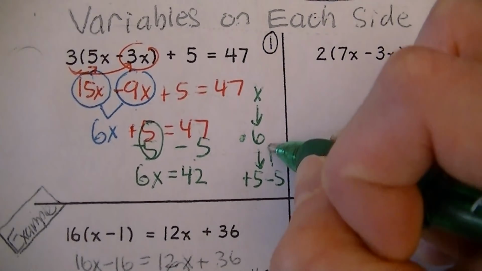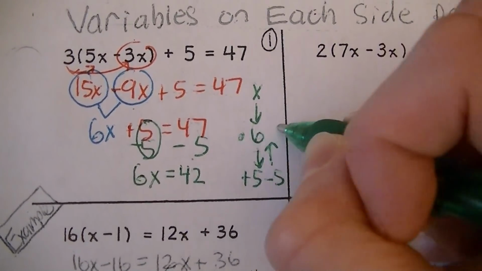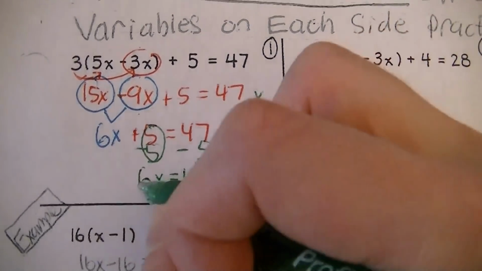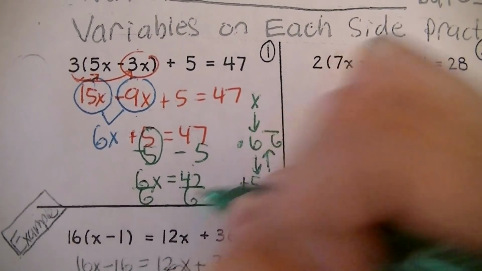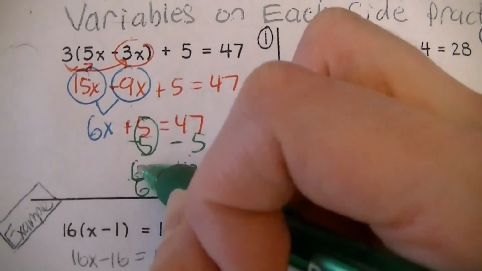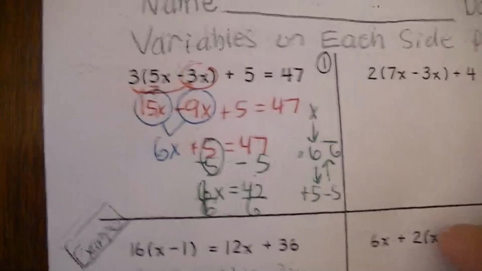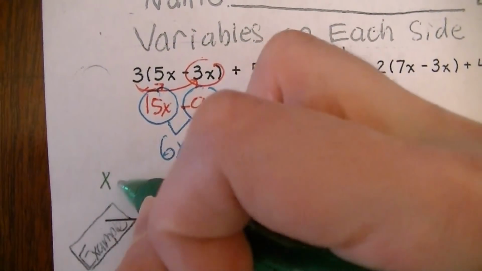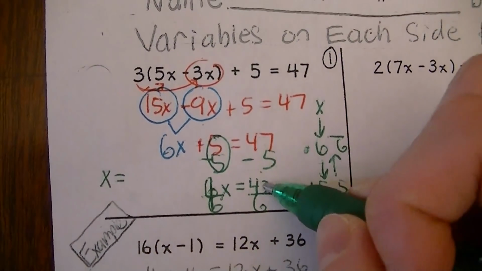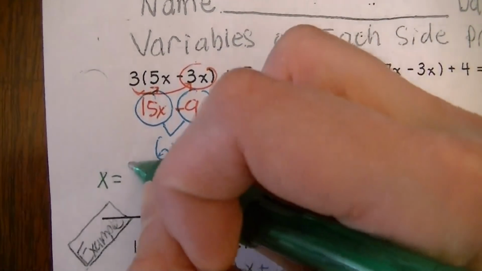Now you go on back up. And the inverse operation of timesing by 6 is to divide by 6. So you're going to do that to both sides of that equal sign. 6 divided by 6 is 1. 1 times x is x. And I ran out of room, so I'm going to write it to the left-hand side over here. 42 divided by 6 is 7.